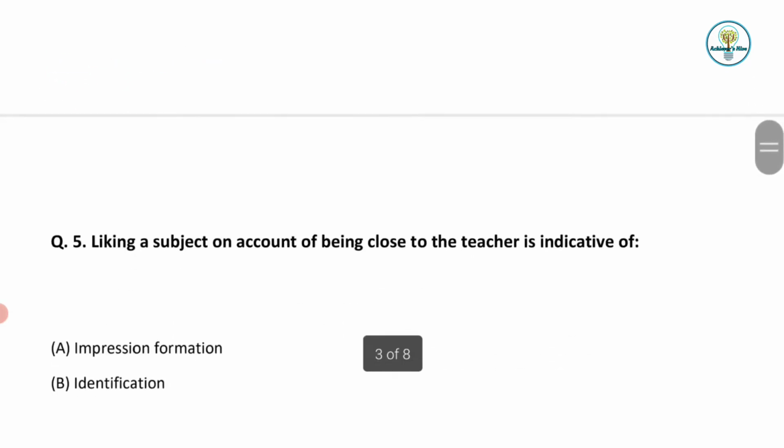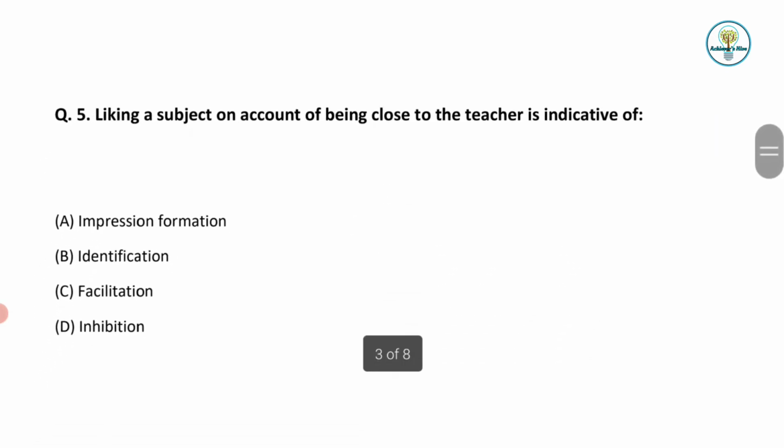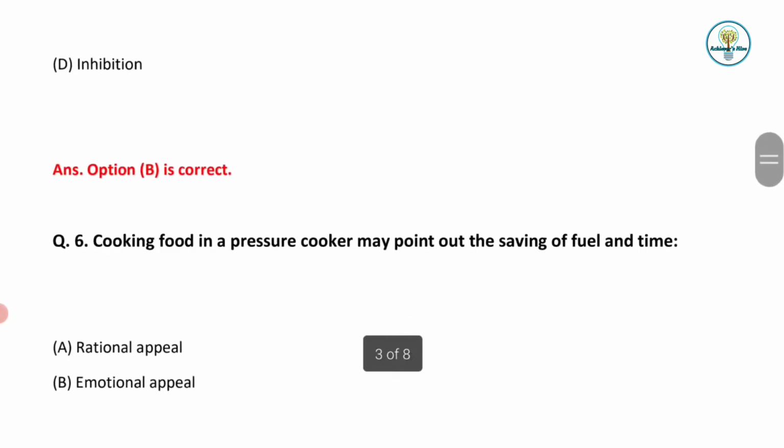Coming to question number 5, liking a subject on account of being close to the teacher is indicative of what? Look, you must have seen people or children who like the subject because they like their teacher. The teacher is teaching the subject, so they like the subject later, but because they like the teacher, they also start liking the subject. So this is known as identification. So the correct option for question number 5 is B, identification.